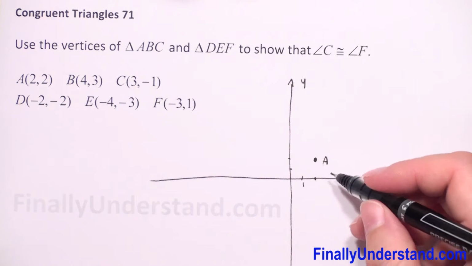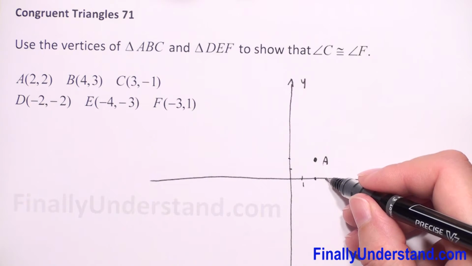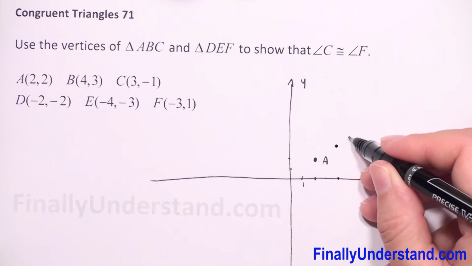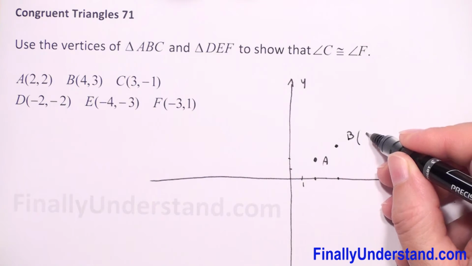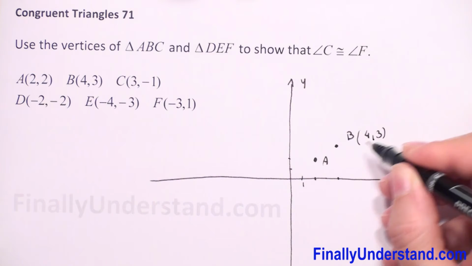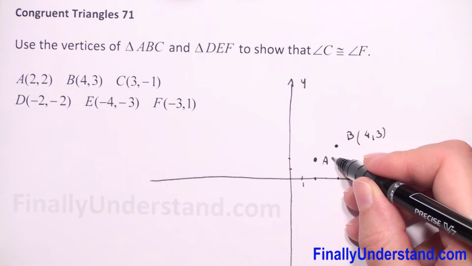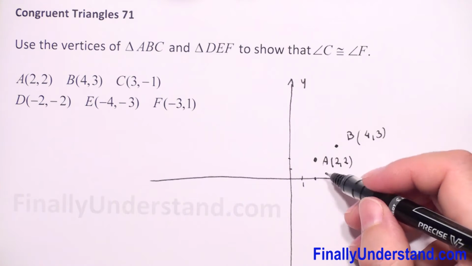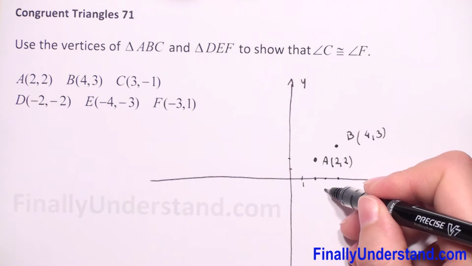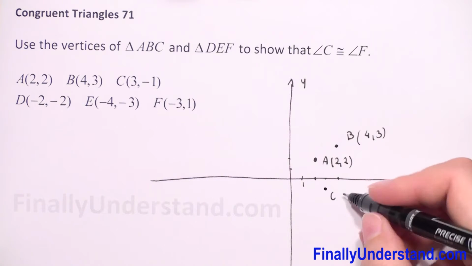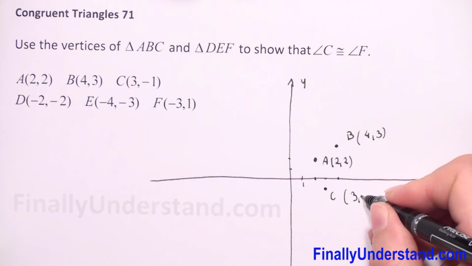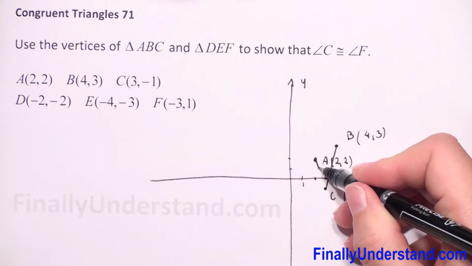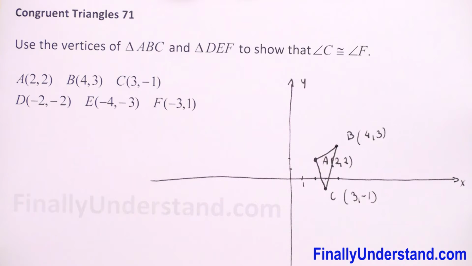B is (4, 3). 2, 3, 4, 3. So this will be point B. B has coordinates (4, 3). A has coordinates (2, 2). And C is (3, -1). So it will be approximately here. This is (3, -1). Now we have to connect these points and we have triangle ABC.